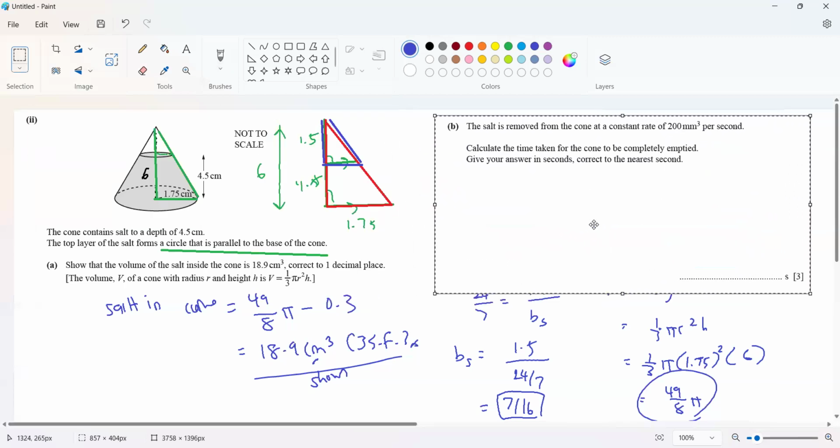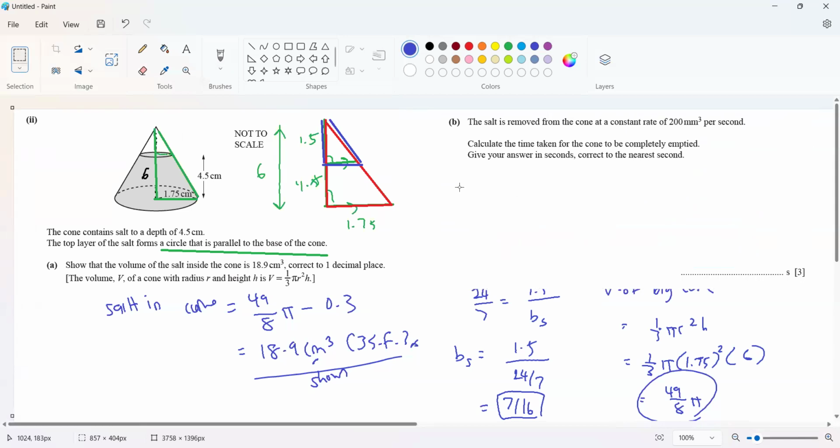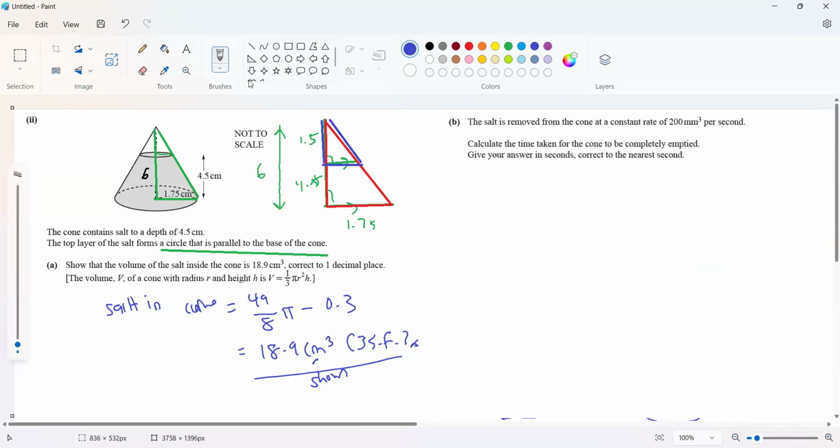So our next one, the salt is removed at a constant rate of 200 millimeter cube per second. So calculate the time taken for the cone to be completely empty. Give your answer to the nearest second. So we know that the volume is 18.9 cm cube. So we need to convert it to millimeter cube now. So cm cube to millimeter cube.